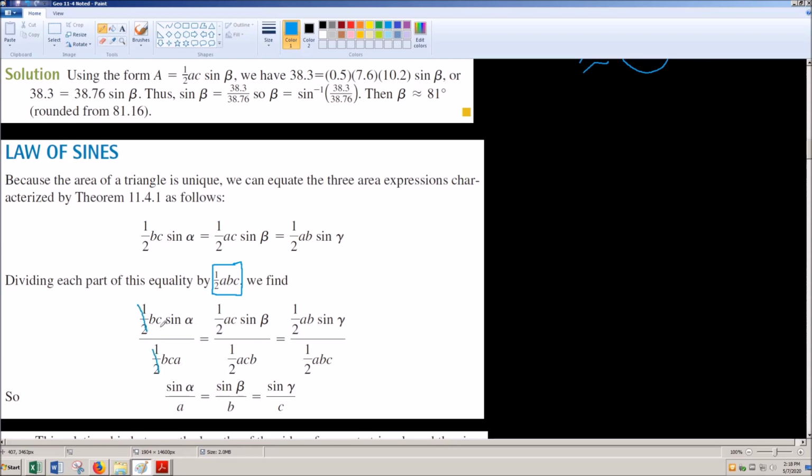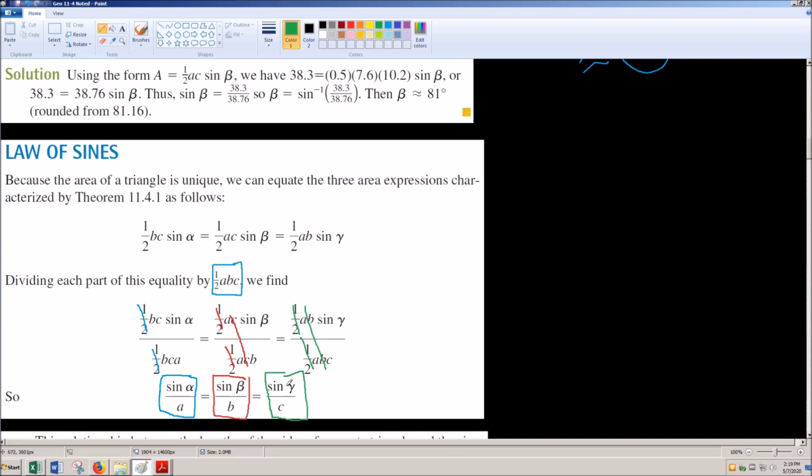That's pretty straightforward. And then for each, respectively, the b and the c are going to cancel off here, and I just have sine of alpha over a. So there's my first simplified ratio. Next one here, again, 1/2 and 1/2 cancel off, AC and AC cancel off, sine of beta over b. Last but not least here, we have our 1/2, AB's canceling off, sine of gamma over c.